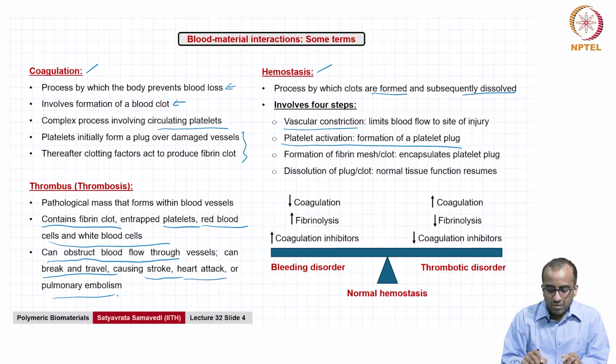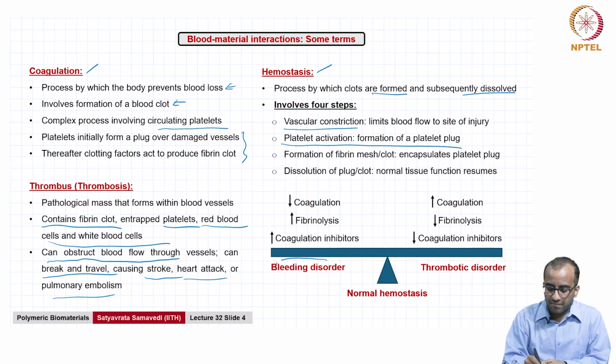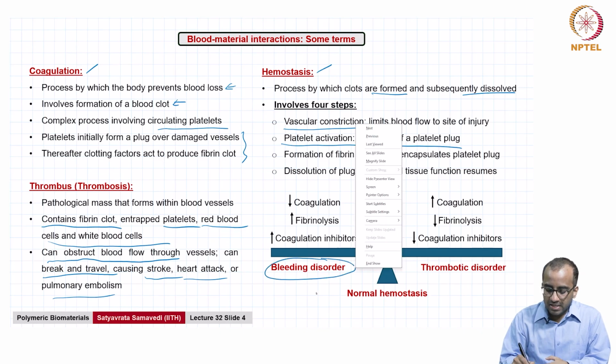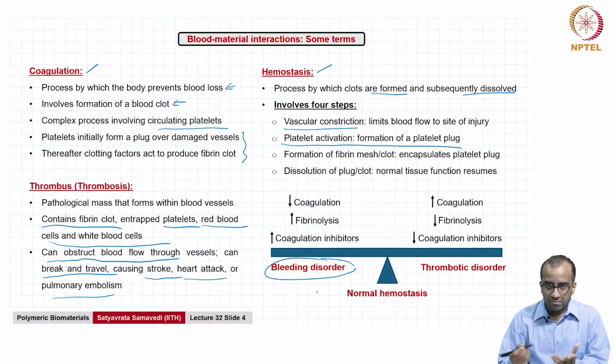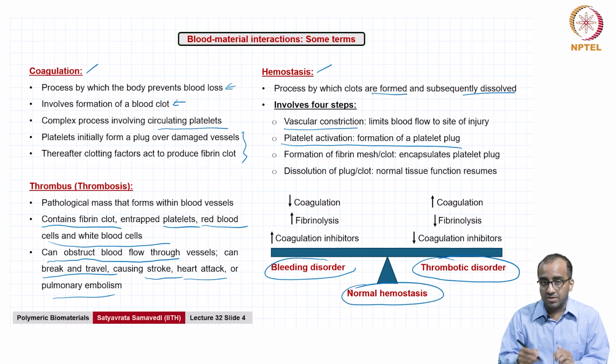And shown on the right is that balance that I talked about for hemostasis, where on the left hand side you have imbalance leading to a bleeding disorder or a set of bleeding disorders, and on the right you have a set of factors that promote thrombotic disorders, and the delicate balance between them is what leads to normal hemostasis.